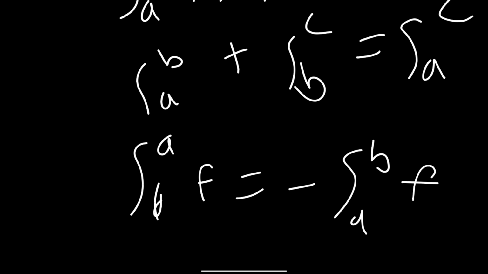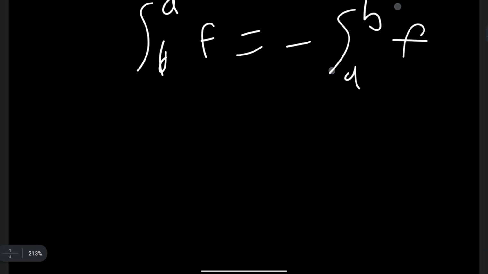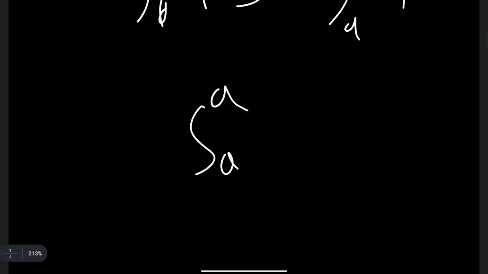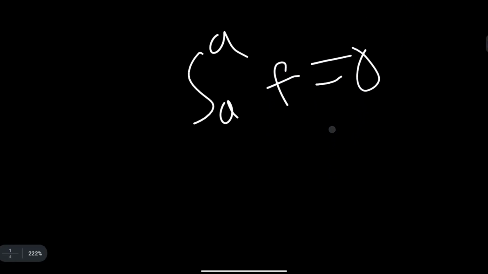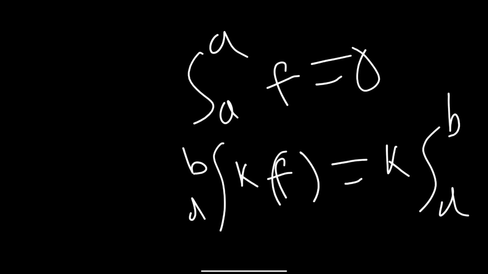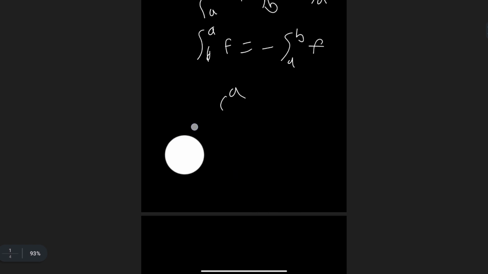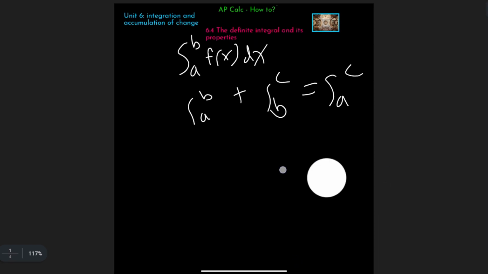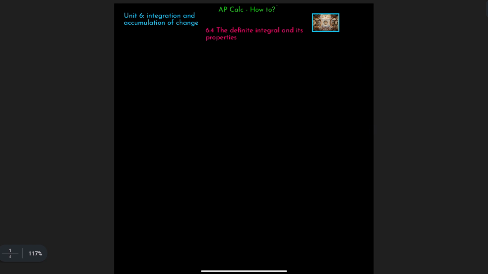Zero width intervals: when it goes from a to a of a function, it's just going to equal 0. And then a constant multiple: the integral from a to b of k times your function equals k times the integral of the function. So you can just pull the constant out. Those are the major properties that allow you to apply these rules while doing your integrals and help you a lot in simplification.